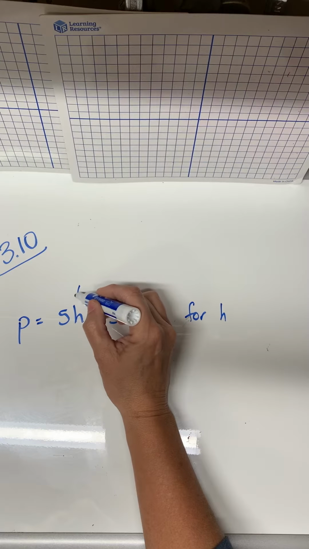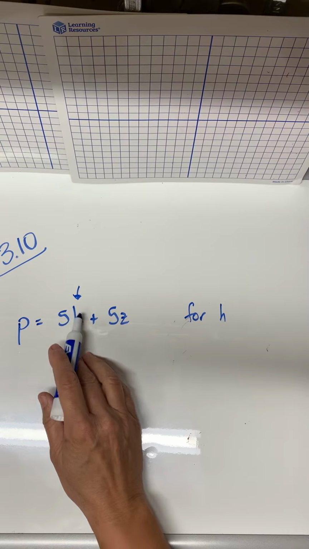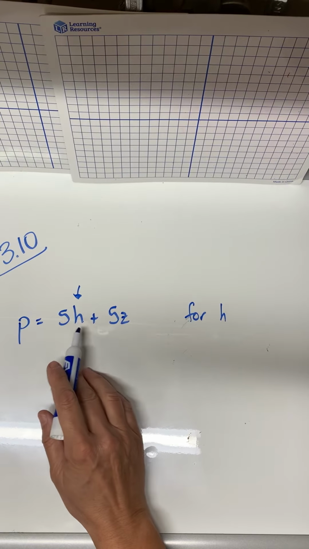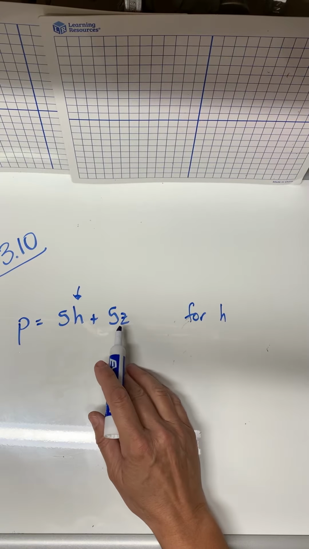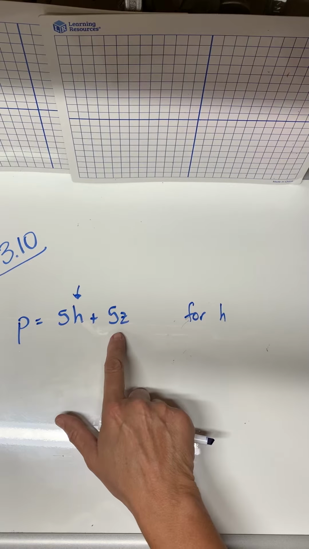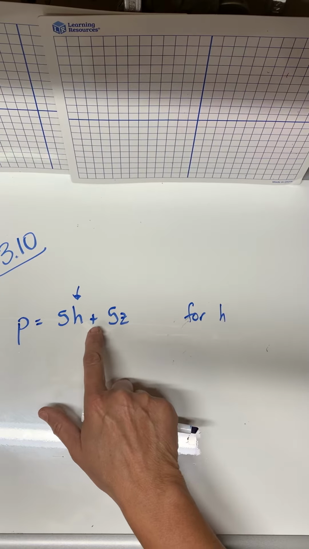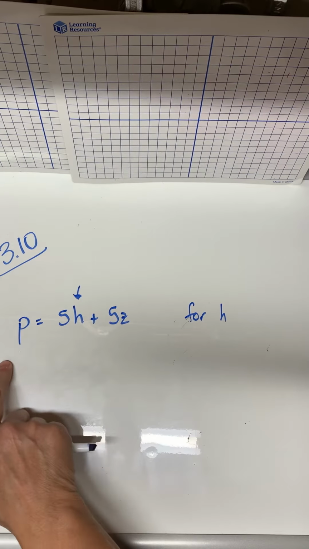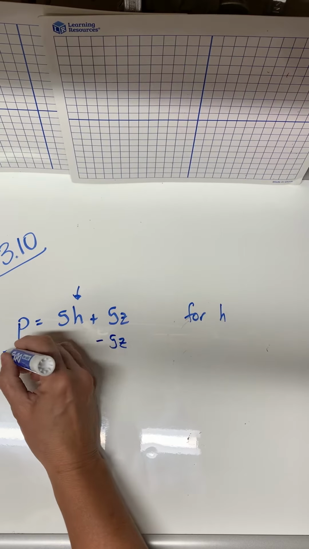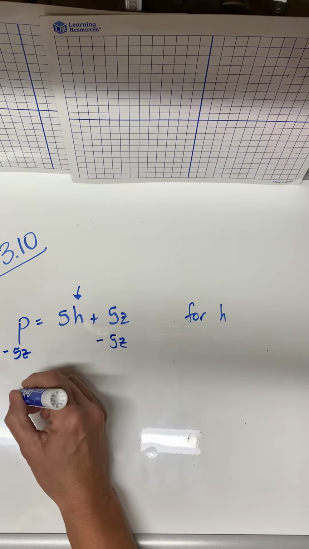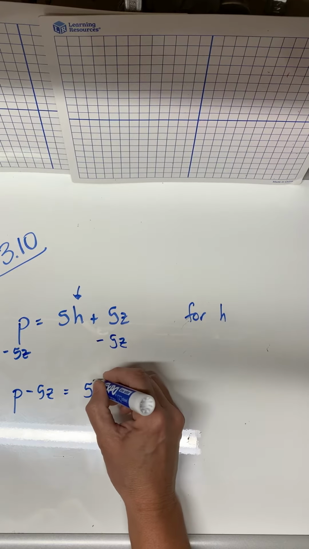So here's my H. Now, the H is not isolated in this one term. It's connected to the 5. But the first thing I'm going to do is deal with outside terms. So I first want to move this 5Z. Some of you, if you're already thinking in the mode of slip and slide, would say, well, this is a plus 5Z, so I'm going to minus it over to here, and that's true. So if I minus the 5Z, minus the 5Z, I get P minus 5Z equals 5H.